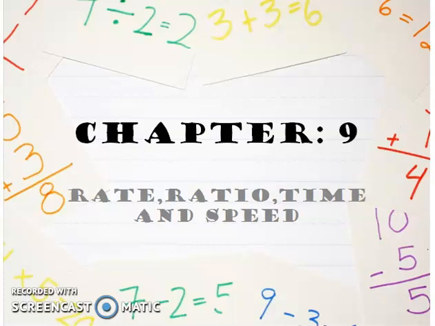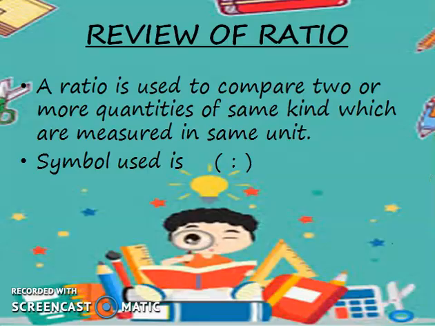So we are going to start chapter 9 of maths, your book D1. The name of the chapter is rate, ratio, time and speed. Clear? So the first thing we are going to revise is ratio. Just have a quick review of ratio.